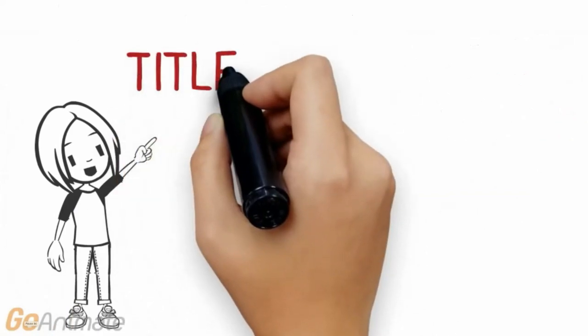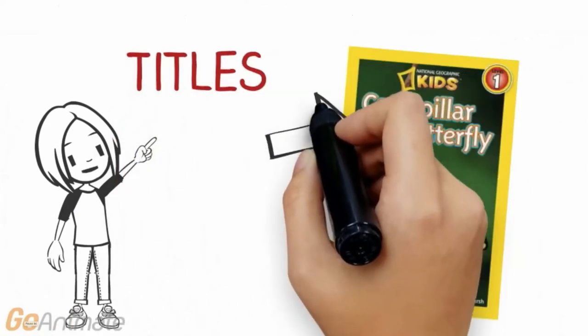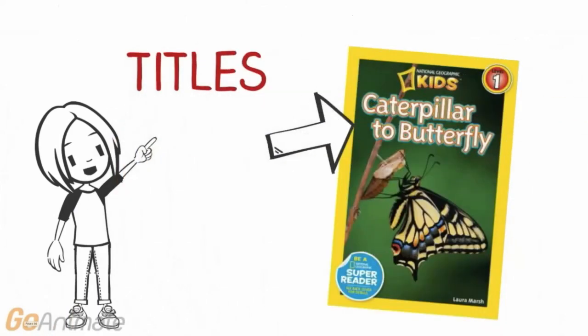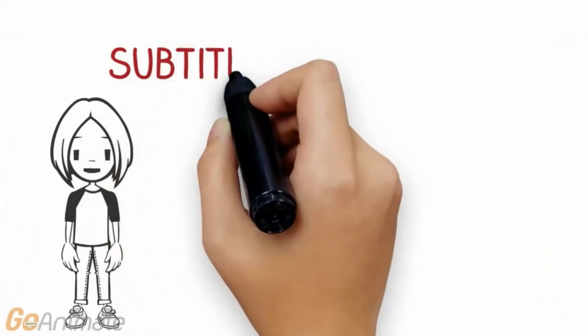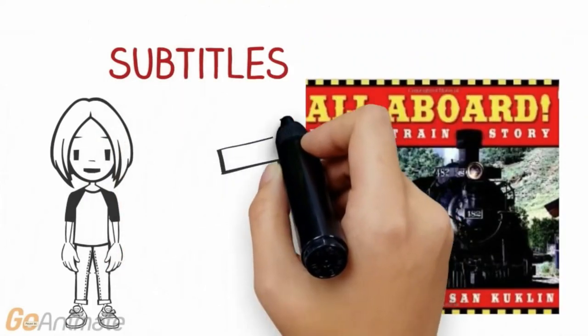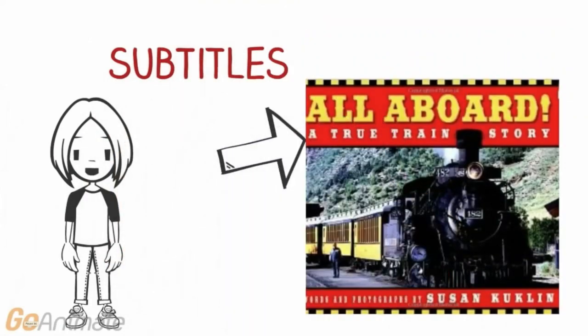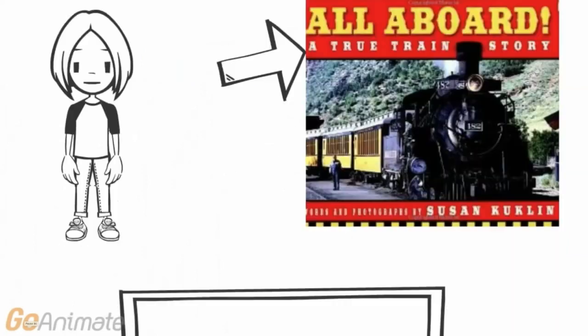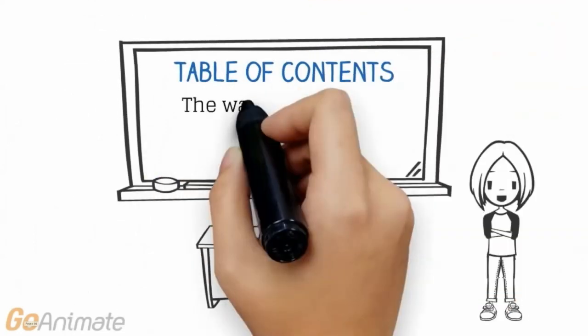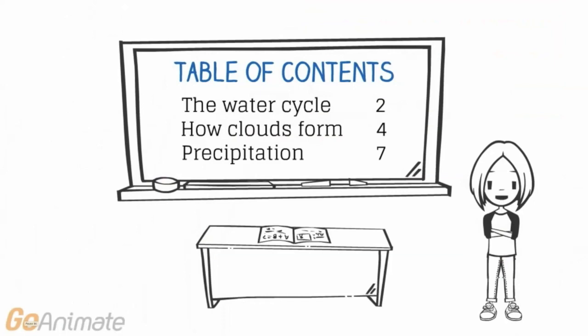Titles are usually located at the top of the page or front cover. They tell you what the book, article, or chapter is called. Some books and articles have subtitles. The subtitle gives more information about the title. The beginning of a nonfiction book or article often has a table of contents. The table of contents tells you on what page each chapter or section begins.